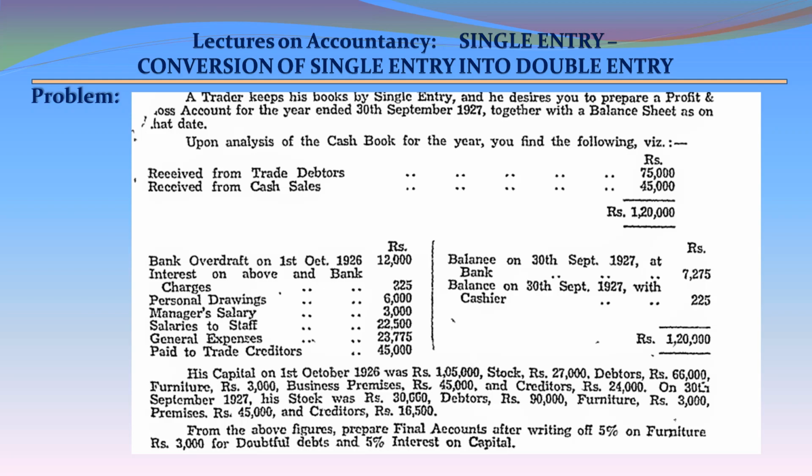In the beginning of the year, his capital on 1st October 1926 was 1,05,000, stock 27,000, debtors 66,000, furniture 3,000, business premises 45,000, and creditors 24,000. By the end of the year, his closing stock was 30,660, debtors 90,000, furniture 3,000, premises 45,000, and creditors 16,500. From the above figures, prepare final accounts after writing off 5% on furniture, rupees 3,000 for doubtful debts and 5% interest on capital.